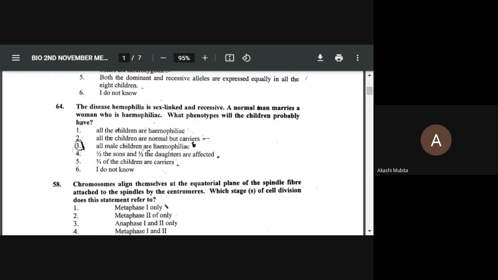I think they're all going to be normal, but carriers. Why do you go with all of them being normal in the areas?